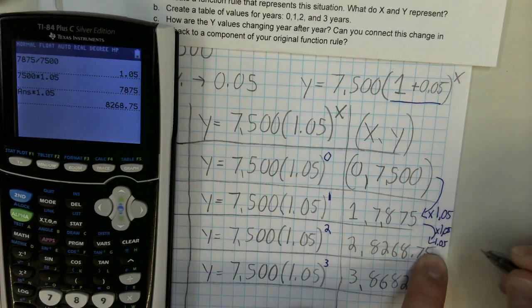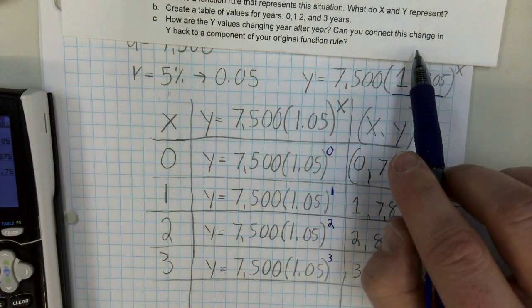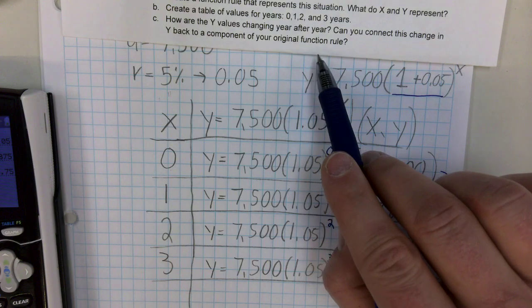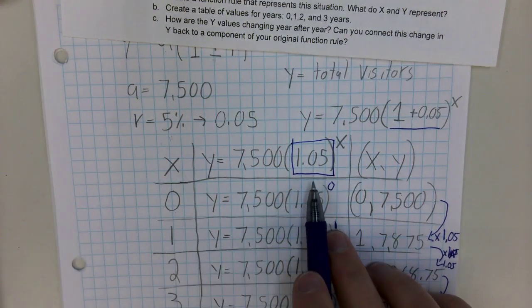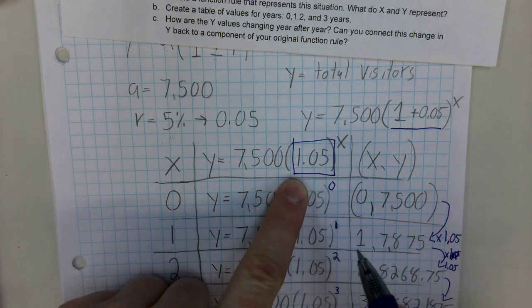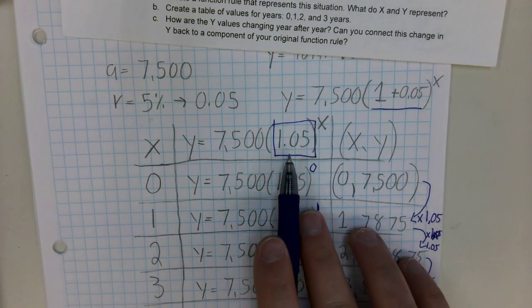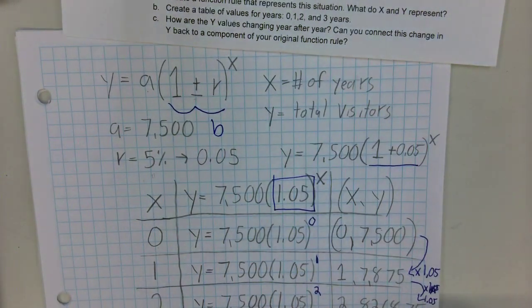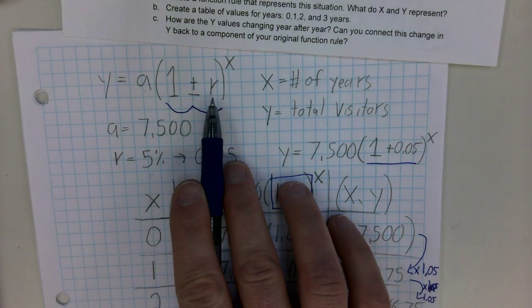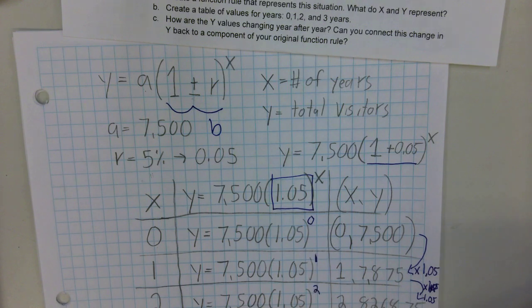Okay, and it's asking, how can you connect this change in y back to the component of your original function rule? That was our b value. Our b value is how much it's jumping every time, and we just determined that it is, in fact, jumping by the same amount. So our b term, and remember all this is our b term, we just used the 1 plus or minus the rate to figure out our b term. Our b term is what the y values are being multiplied by over and over.